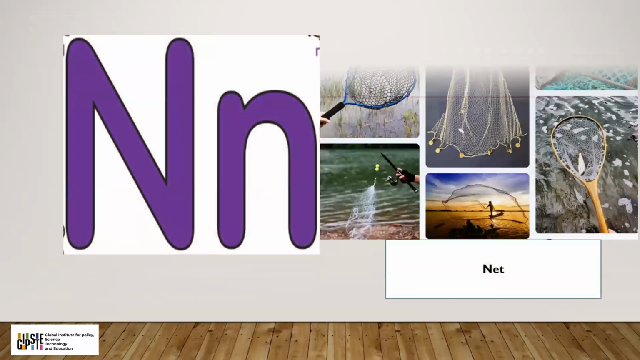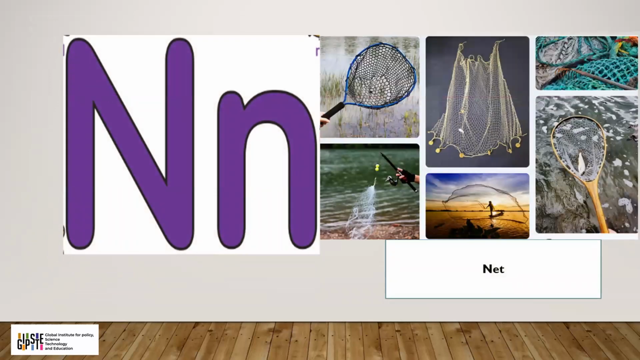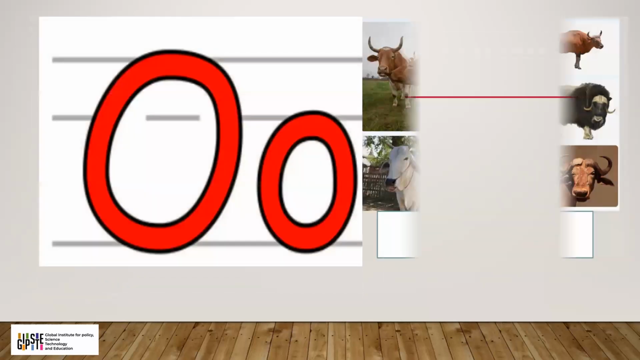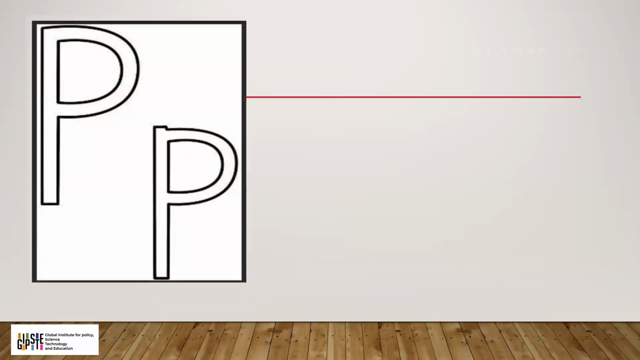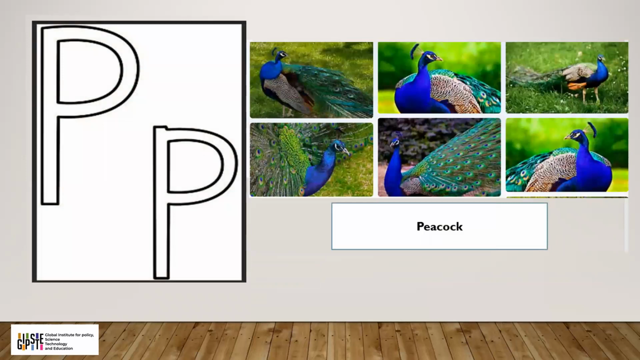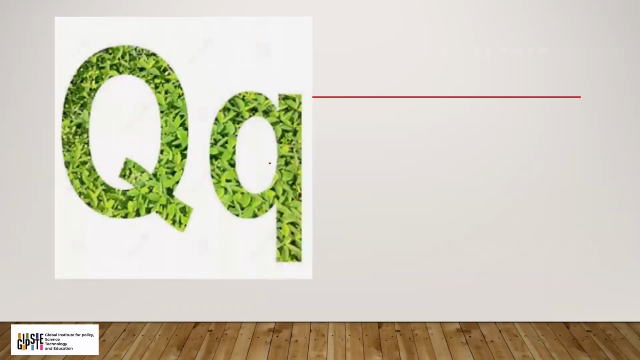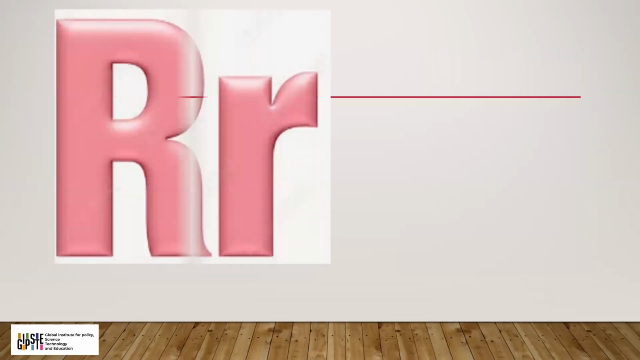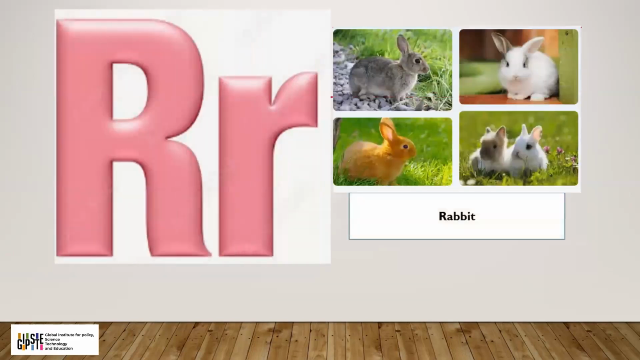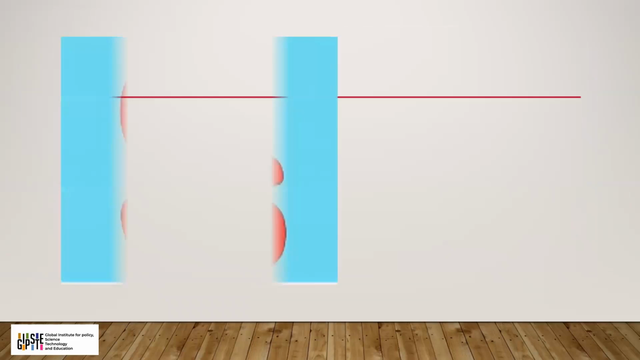N. N is for net. O. O is for ox. P. P is for peacock. Q. Q is for queen. R. R is for rabbit.